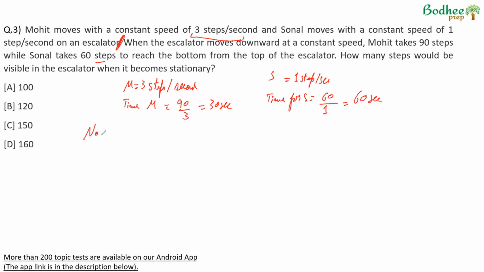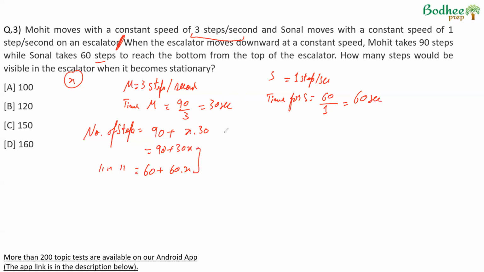Now, the number of steps according to Mohit on the escalator will be, if the speed of the escalator is x, 90 steps Mohit took plus speed of the escalator x into time of travel, that is 30. So 90 plus 30x. In case of Sonal, the number of steps would be 60 steps Sonal took plus 60 seconds times x, the speed of the escalator. So this 60 into x will be the steps that the escalator takes.